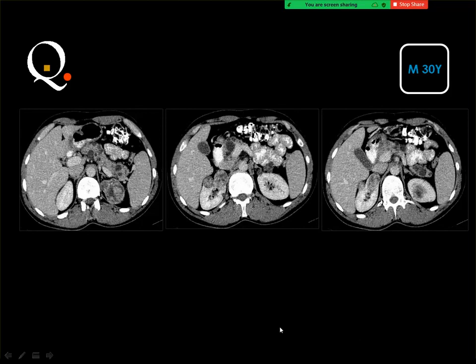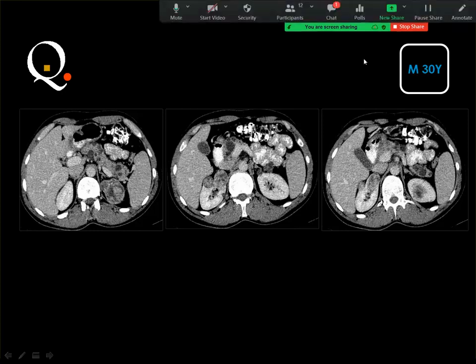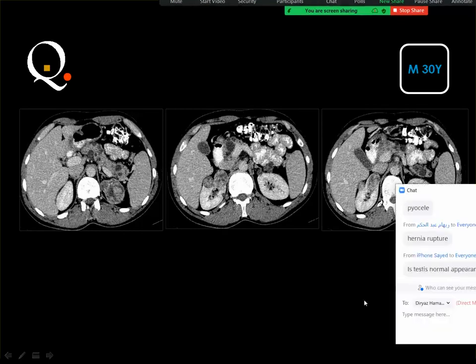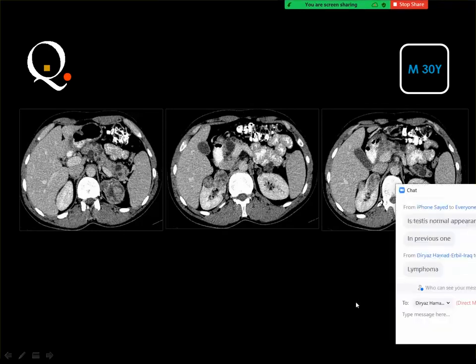Then the next case is a male 30 years old. I will say the findings to help you reach the diagnosis, or you may reach the diagnosis by yourself. Of course, in the previous case, the testis is not normal, it's surrounded by pus. Then you get edematous changes, ischemic changes, and so on. Then, yes, Reham, very good.